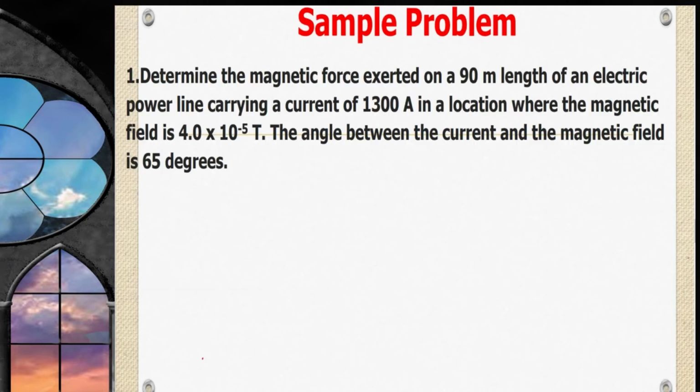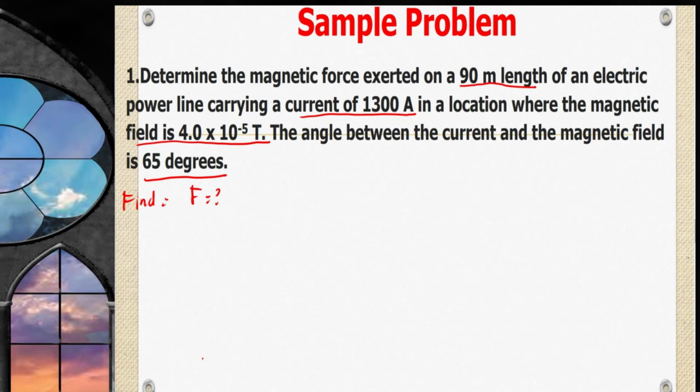Let's apply the formula into a sample problem. So we have here: determine the magnetic force exerted on a 90-meter length of an electric power line carrying a 1,300 ampere current in a location where the magnetic field is 4.0 times 10 raised to negative 5 Tesla at an angle of 65 degrees. So here we are going to look for the magnetic force.